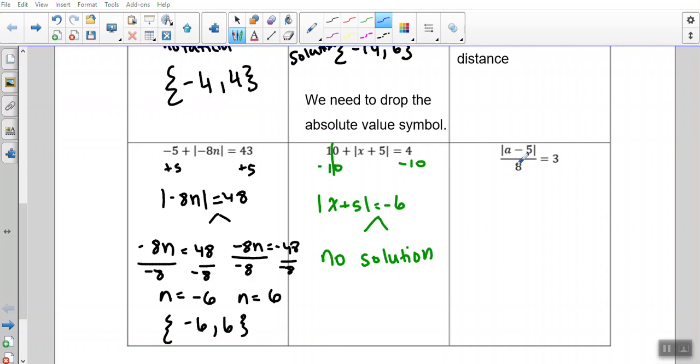So if you notice, the 8 is being divided to the absolute value, okay? So the opposite of division is multiplication. So on this one, I have to multiply both sides by 8. So that gets crossed out.